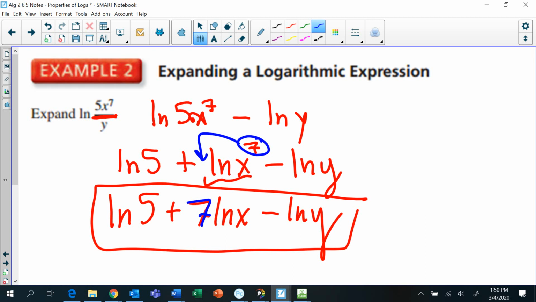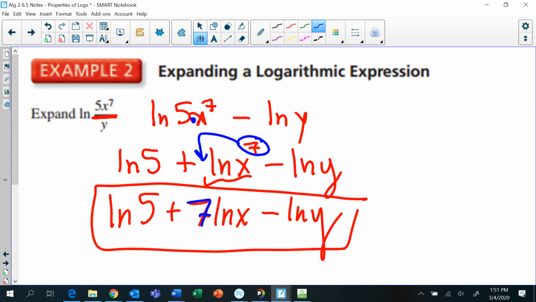Avneet, I'm confused how you got ln 5 and ln x. What operation is between 5 and x squared? This is multiplication. So that's the product rule from the first page that says if they're multiplied, I'm going to separate them and add the two elements.